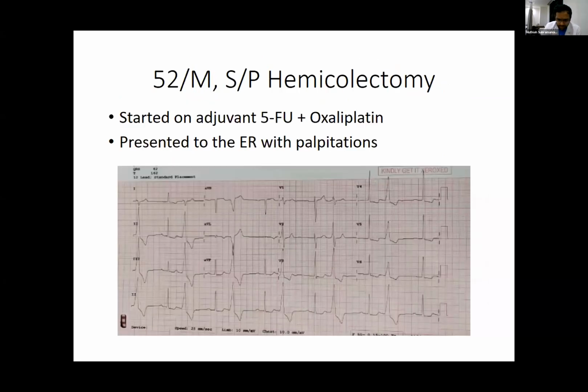I'd like to just show maybe one more case, if I have time. So this is a patient who, after chemotherapy with 5-fluorouracil, developed PVCs on the ECG.